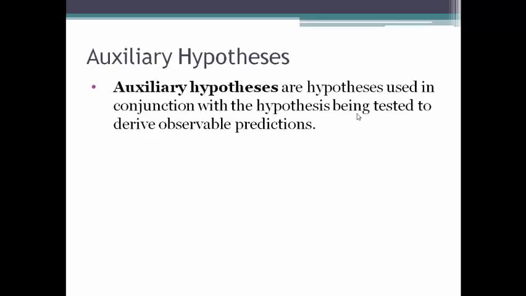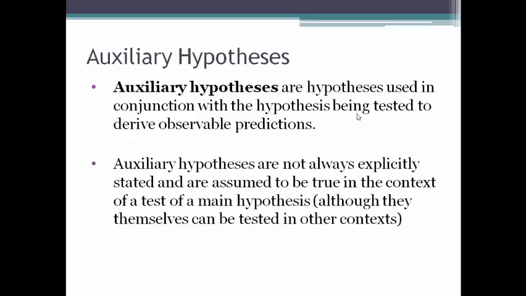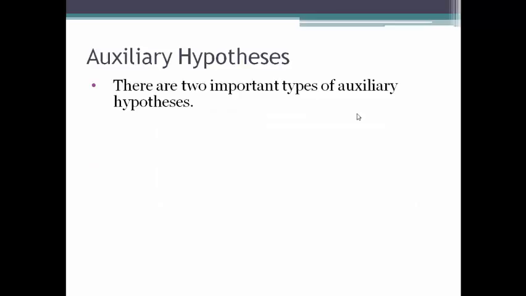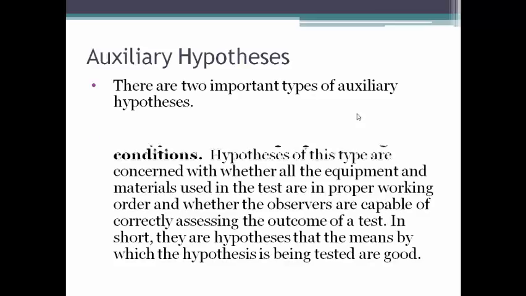Auxiliary hypotheses. Auxiliary hypotheses are hypotheses used in conjunction with the hypothesis being tested to derive observable predictions. Auxiliary hypotheses are not always explicitly stated and are assumed to be true in the context of a test of a main hypothesis, although they themselves can be tested in other contexts. There are two important types of auxiliary hypotheses.